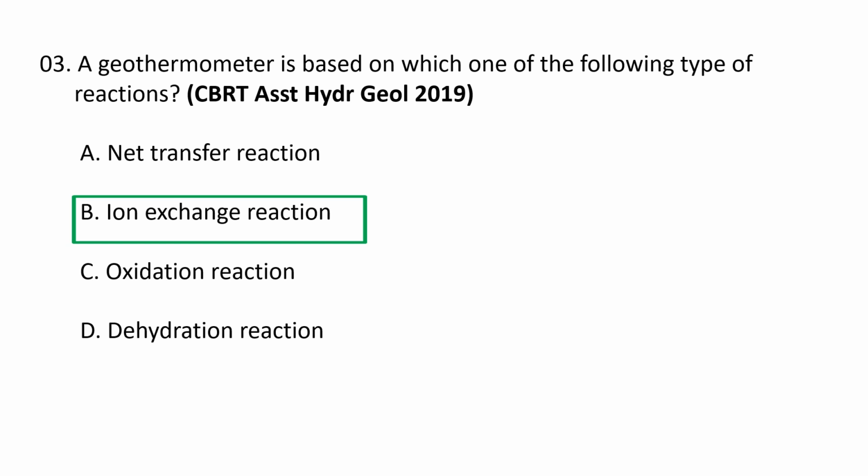Most major geothermometers are calibrated based on cation exchange, like Fe2+, Mg2+, Mn2+, K+ and Na+. These are the model reactions, and exchange equilibria involve the distribution of isomorphic atoms with similar sizes and charges between different minerals or different types of sites in one mineral. So a geothermometer is based on ion exchange reaction. B is the correct option.